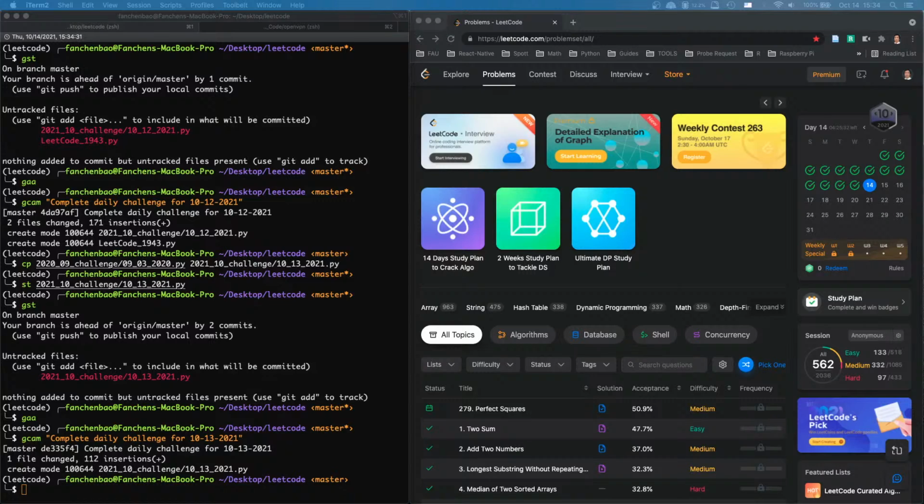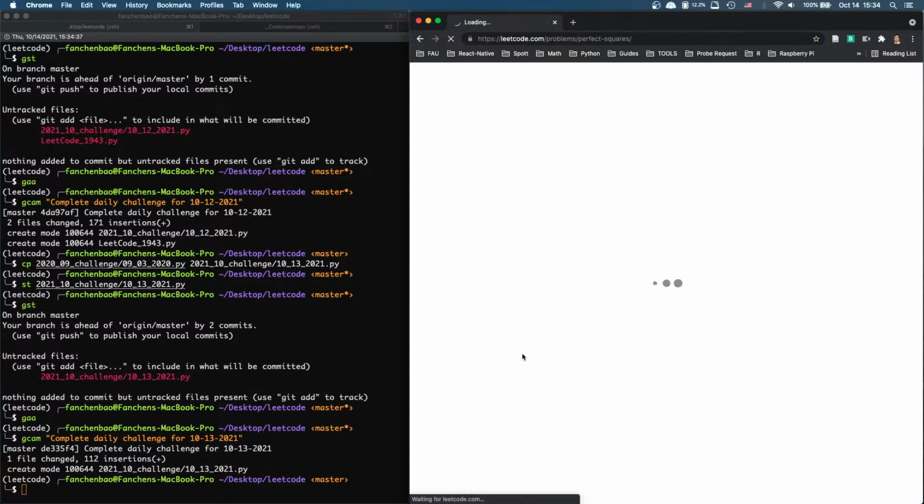Everyone, October 14th. Alright, perfect squares, 279. Let's go take a look. I might have done this before. That's like every question I see, I feel like I have done it before.